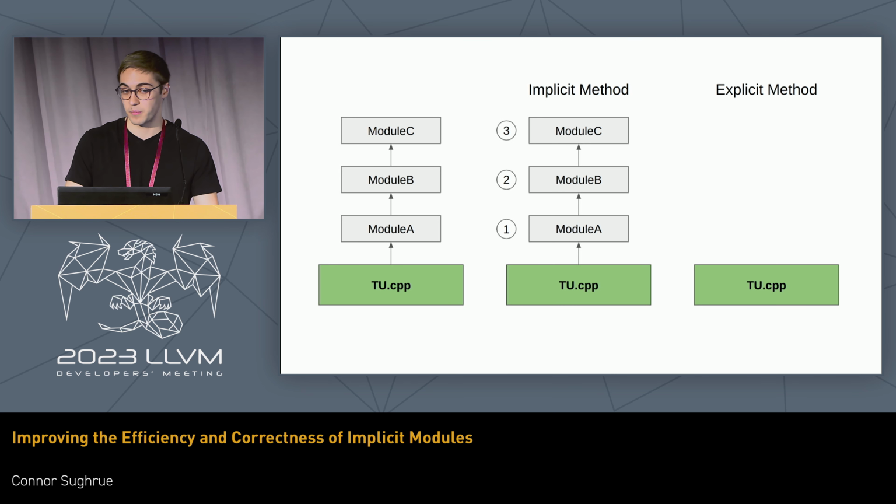The explicit method is a bit different. Typically, there's a third-party tool like a build system that provides the dependency graph for the entire project ahead of time, so that source files can be compiled in the correct order without having to rely on any compile time dependency discovery.